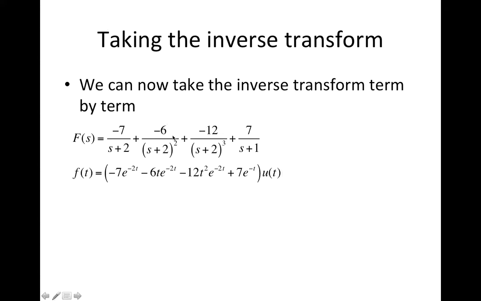Okay, so now that I have that, I'm just going to take the inverse transform term by term. Notice that as I have successive powers of S, I'm generating t squared in the time domain. So this is the result of taking the inverse transform. We always want to show that it is multiplied by the step function u of t.